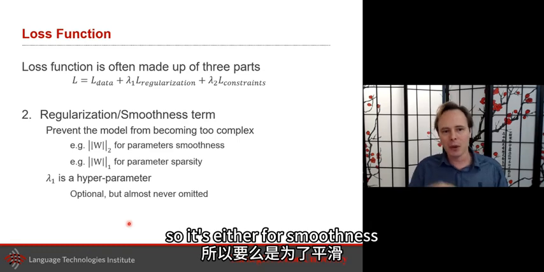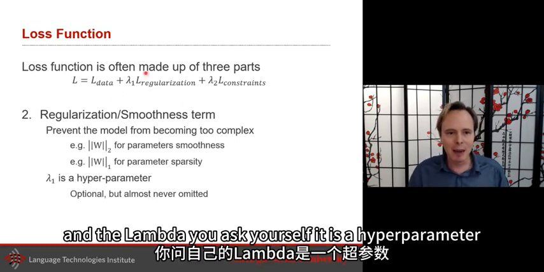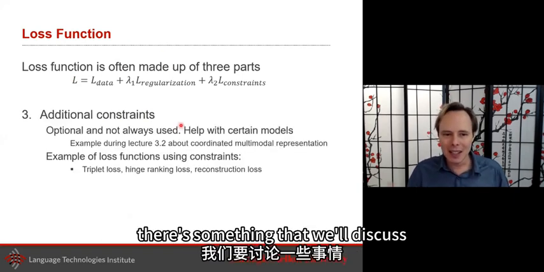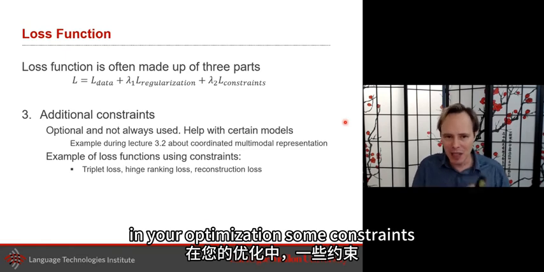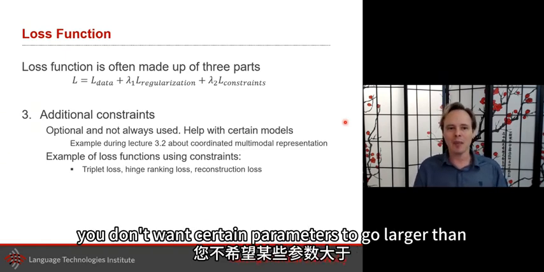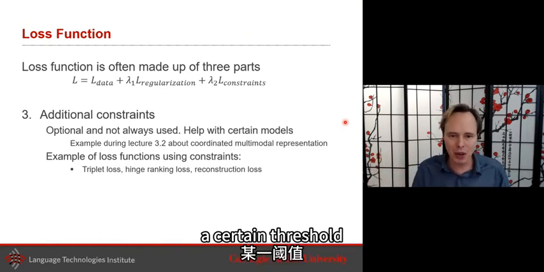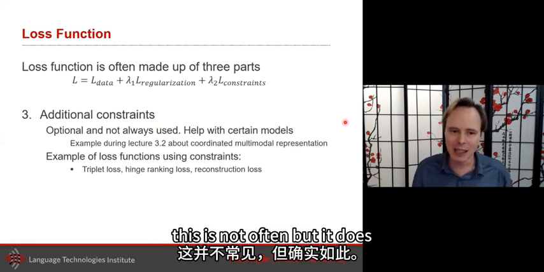So it's either for smoothness, which is very interesting. And the lambda, you may ask, is a hyperparameter. That's another example of these hyperparameters, and something that we'll discuss a little bit later. Sometimes you will also have some constraints in your optimization. You don't want certain parameters to go larger than a certain threshold. This is not common, but it does happen.